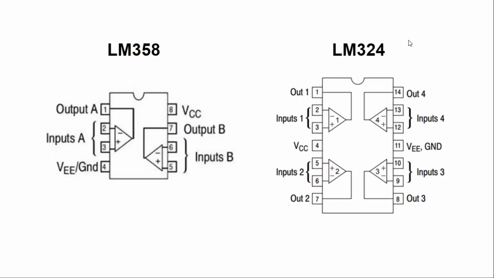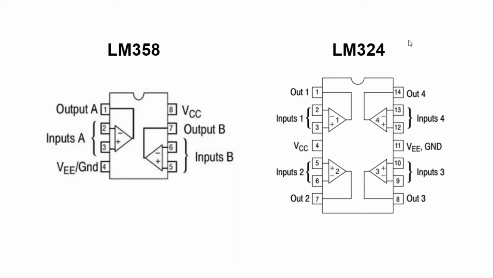So these are the two very popular op-amp ICs. One is LM358 and the other is LM324. You can see that LM358 has 2 op-amps in it and LM324 has 4 op-amps.